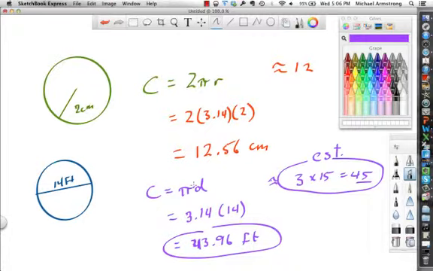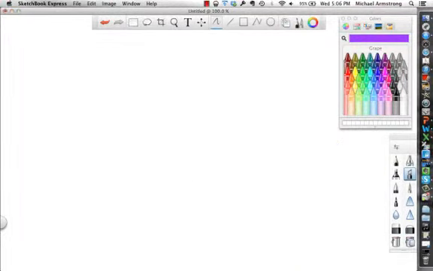Oh, there's one more thing I do need to show you. They want you to be able to find the circumference of a half circle. All right, so say we have this half circle here. I'm going to erase this part. We're finding the circumference of a half circle.